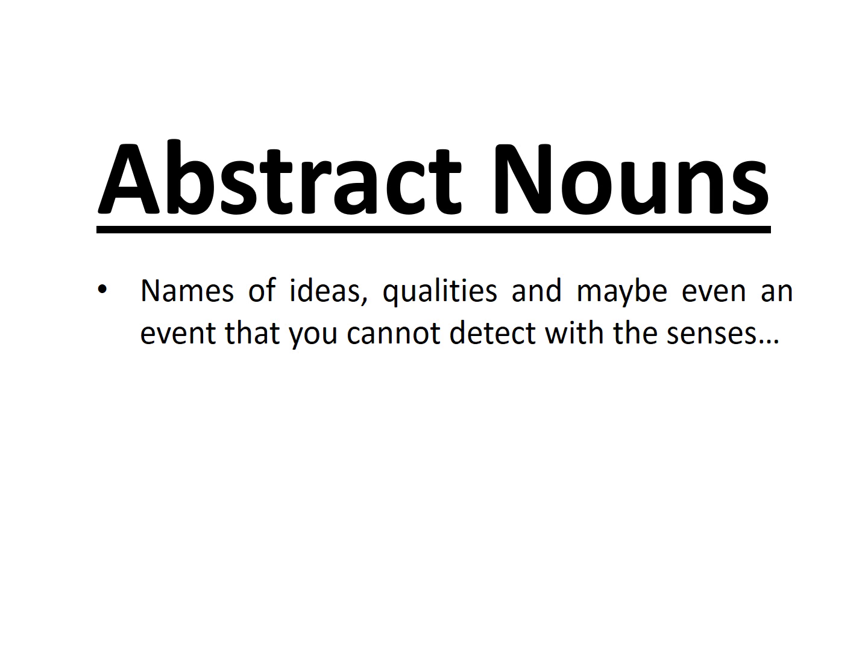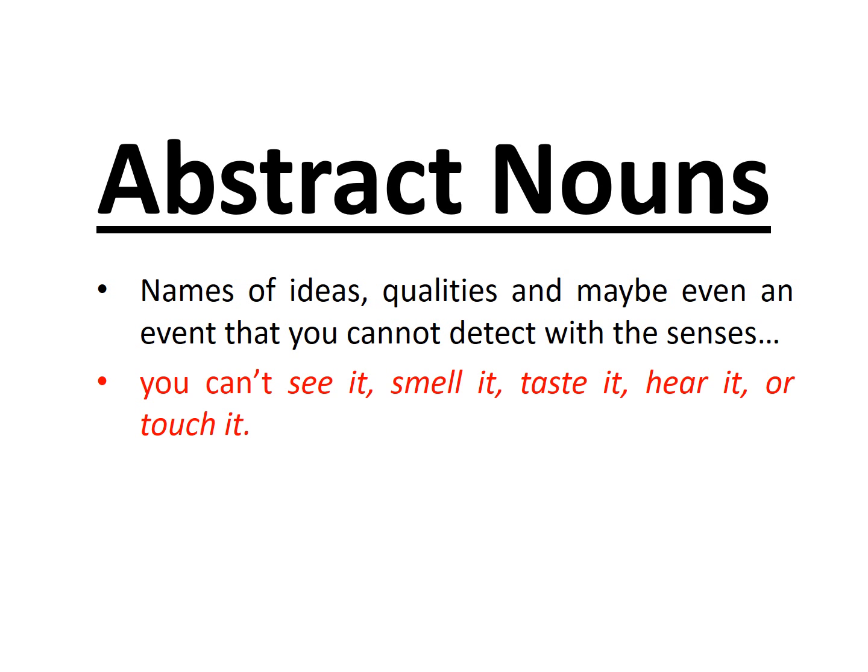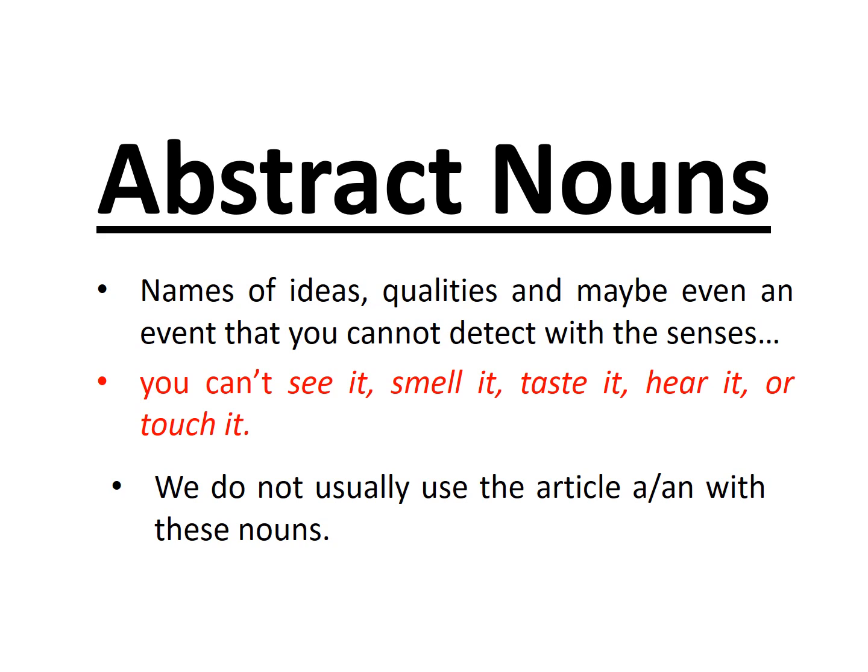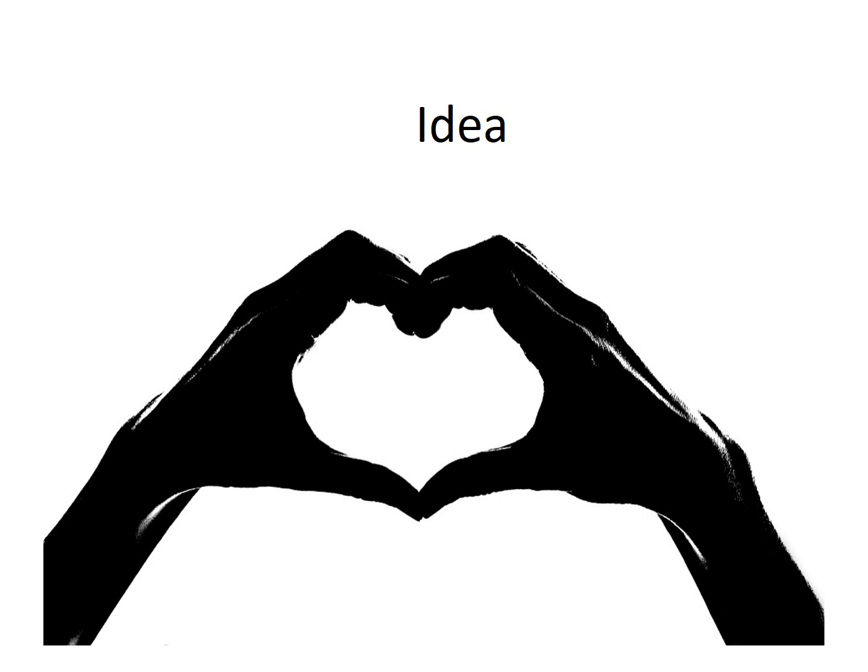Now let's consider what an abstract noun is. Generally speaking, it refers to the name for an idea or a quality that you can't detect with the senses. Simply put, you can't see it, you can't smell it, you can't taste it, you can't hear it, and you definitely can't touch it. You cannot usually have an article of a or an with these nouns. Let me give you some examples. Love cannot be tasted. Hope cannot be smelt. Let me be even more precise than that with some more examples.